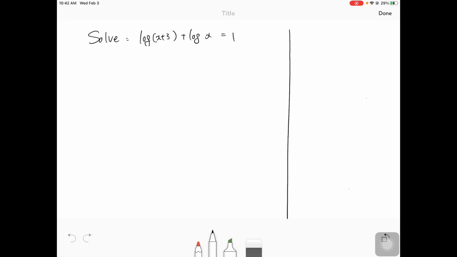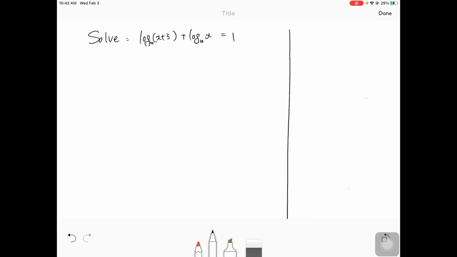Log base 10 of x plus 3, plus log base 10 of x, is equivalent to 1. First, there's no base in these logarithms. This means the base is 10. It's better to know that. And this is a logarithmic equation. It looks so complicated to solve.